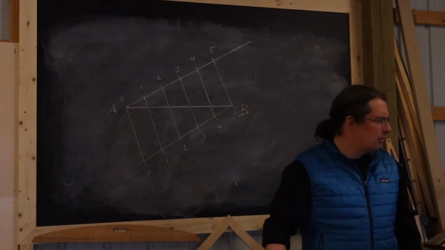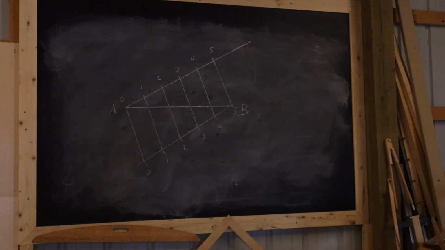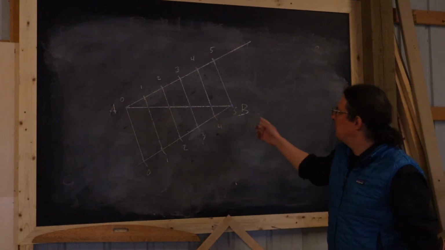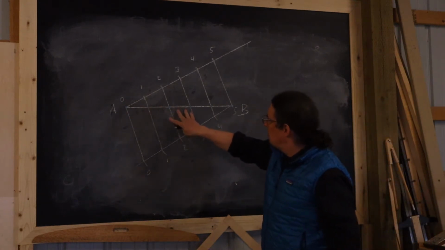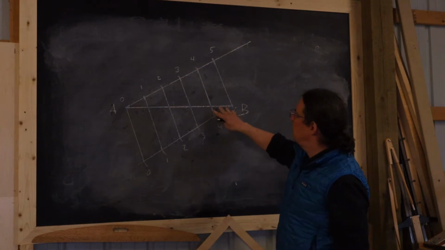Those blue dots, I'll look for my red chalk later. But where those intersect my line segment AB, that's telling me that this segment is equal to this segment, equal to this segment, equal to this one, and equal to this one.